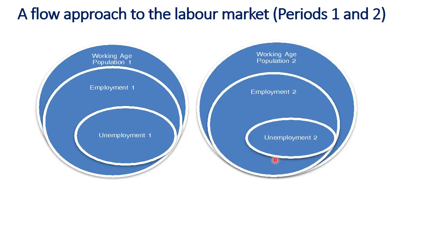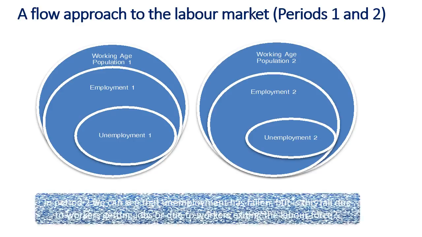We can also see that the pool of unemployed which exists inside the workforce has also shrunk from period 1 to period 2. Now, under our static model, we could just declare that unemployment has fallen. But is that really the case?